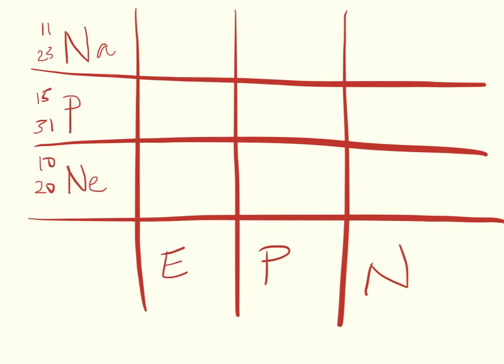Alright, so I've set up 3 different atoms for you. I've got Na, P and Ne, sodium, phosphorus and neon. You need to calculate the number of electrons, protons and neutrons for each. So have a go now.